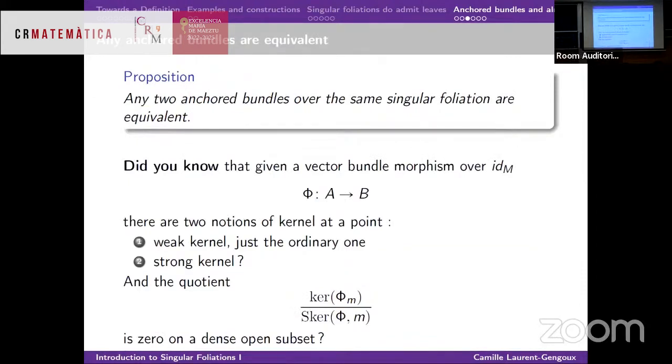Well, it's not hard to prove that any two anchored bundles over the same singular foliation are equivalent, in the sense I have given before. So that's probably the first hidden structure we have behind a singular foliation, at least a globally generated one: an equivalence class of anchored bundles, and it would often look like this.